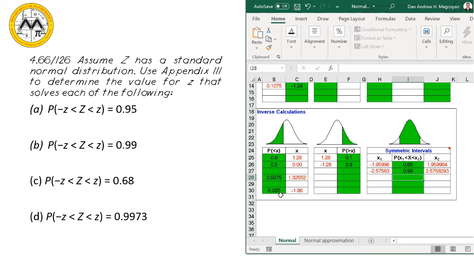For 0.99, it would be negative 2.576 to positive 2.576. For 68%, it would be from negative 0.99 to positive 0.99. And for 0.9973, it would be from negative 2.99998 to positive 2.99997. So this is somewhat the same as what we have mentioned in the empirical rule. If we have plus or minus 1 standard deviation, plus or minus 2 standard deviations, and plus or minus 3 standard deviations.